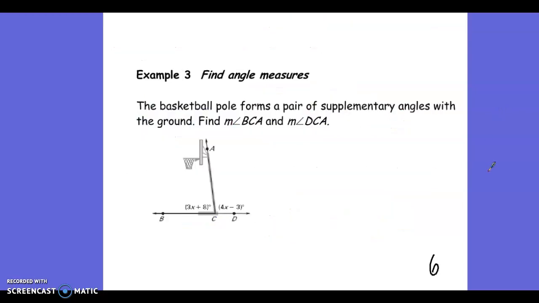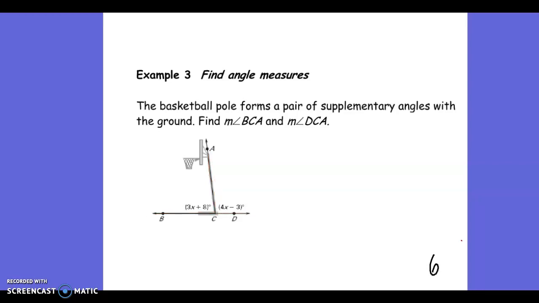All right, so here we've got a word problem, okay? And a lot of people have trouble with word problems. So this is a basketball pole. It's no different than the other ones. They've just made this angle into a basketball pole. Are basketball poles tilted like that? Okay. The basketball pole forms a pair of supplementary angles with the ground. Find the measure of BCA and the measure of DCA.